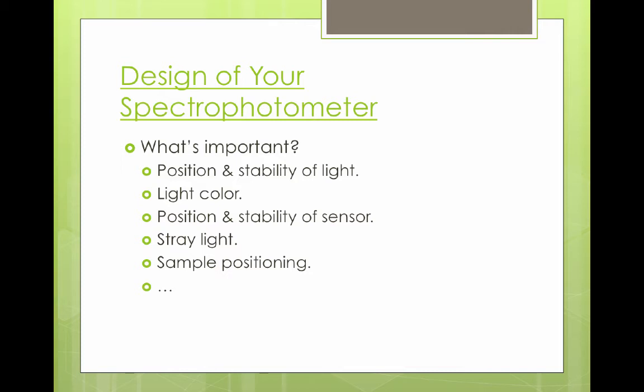Is it in the path where the most light should reach it through the sample? And is it stable, or is it going to move around and change how much light it senses? We also need to worry about any stray light coming in. That will change our reading and give us noise if we're sensing light from other sources than our LED. And we need to worry about our sample positioning. Are we shining the light directly through the path of that sample, just through the width of the little sample vial called a cuvette?